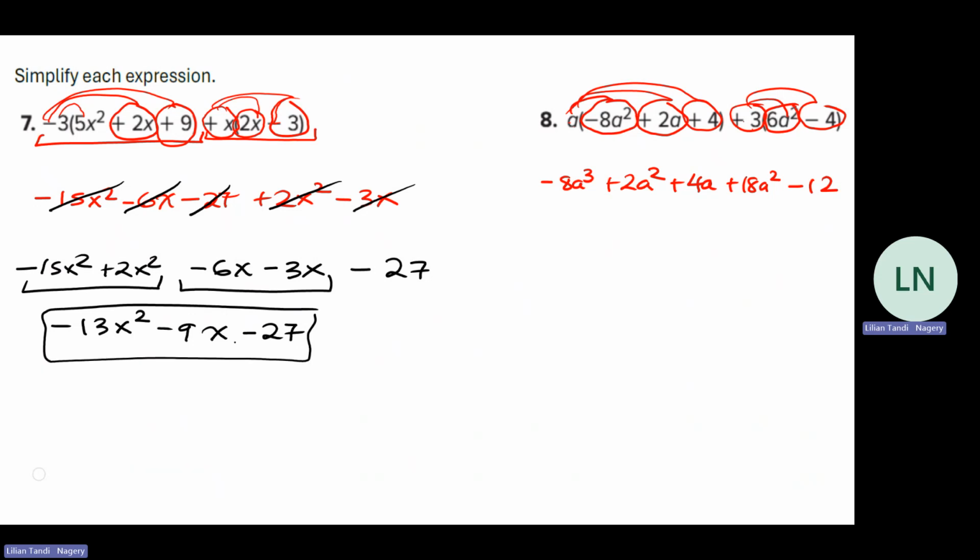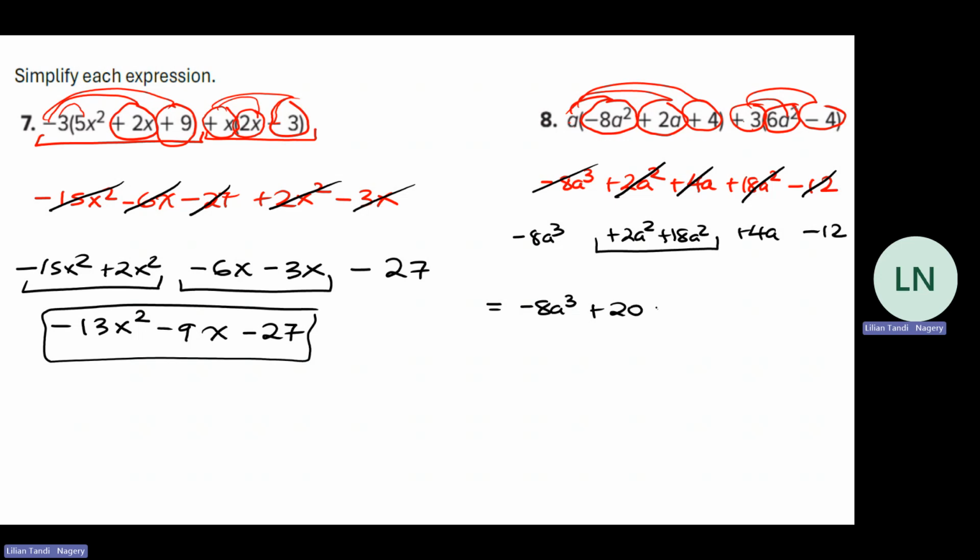Okay, now put your friends together. Negative 8A cubed does not have a friend. Positive 2A squared plus 18A squared. I've already used that. Positive 4A does not have a friend. Negative 12 does not have a friend. So our answer is negative 8A cubed plus 20A squared plus 4A minus 12. And you box your answer.